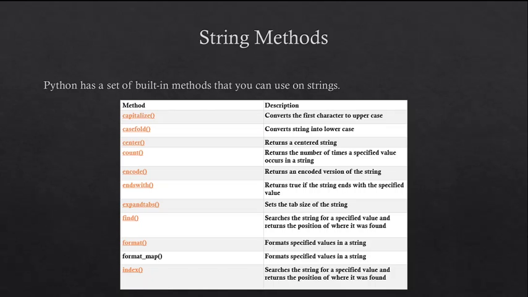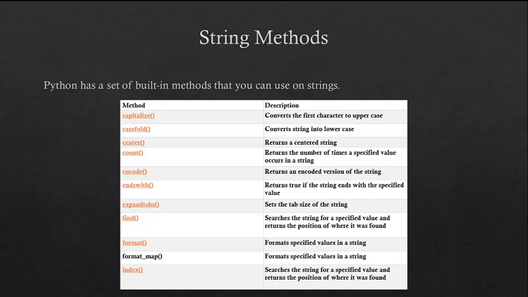Capitalize will convert the first character to uppercase. Casefold will convert the string into lowercase. Center returns the centered string. Count returns the number of times the specified value occurs in the string. Encode returns the encoded version of the string. Endswith returns true if the string ends with the specified value. Expandtabs sets the tab size of the string.